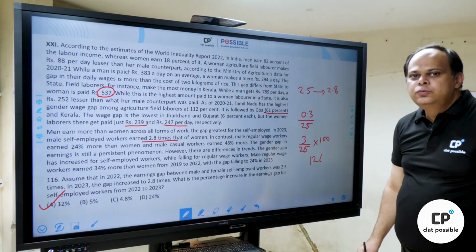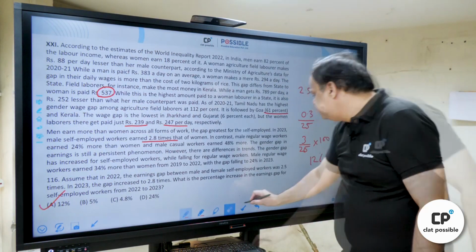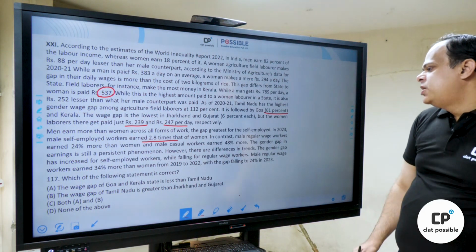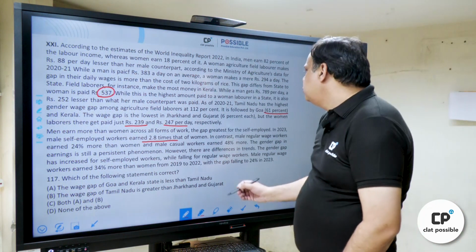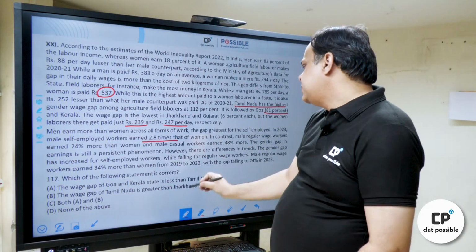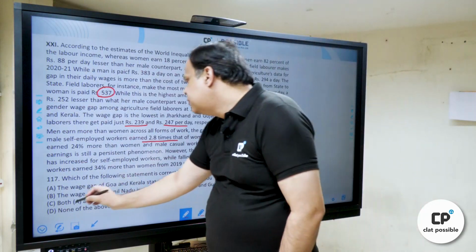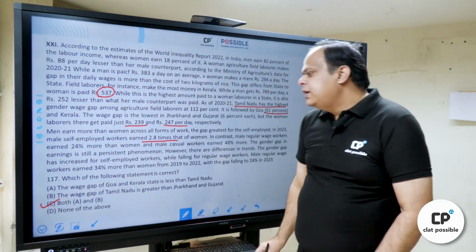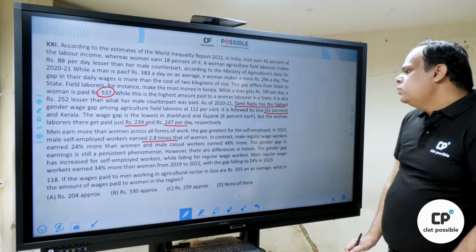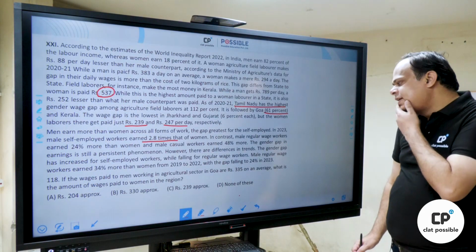Hope this is clear to you. Yes? So we proceed further. Next question. Which of the following statements is correct? Wage gap of Tamil Nadu. Tamil Nadu has the highest value. So it is more than Jharkhand and Gujarat, and it is also more than Goa and Kerala. So the correct answer will be both A and B.